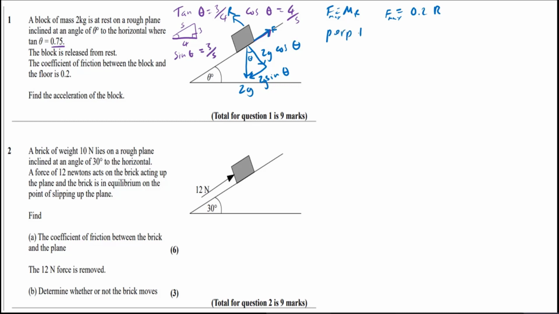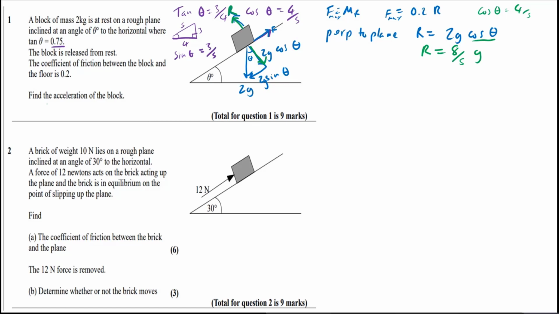So let's go perpendicular to plane. So R has to equal 2g cos theta, because we have this and this. Now we know what cos theta is. It equals 4/5. So we can get R equals 8/5 g.